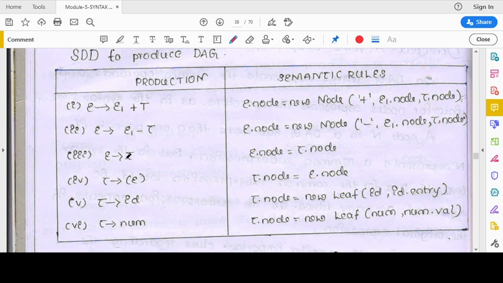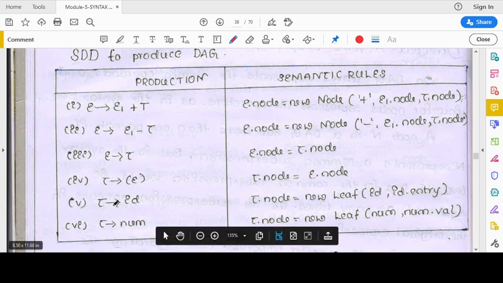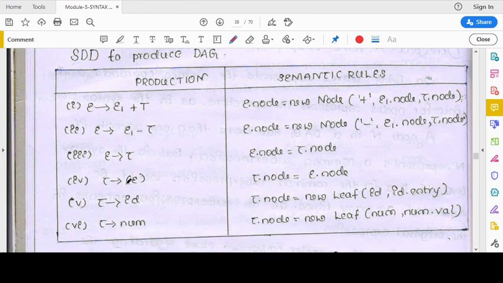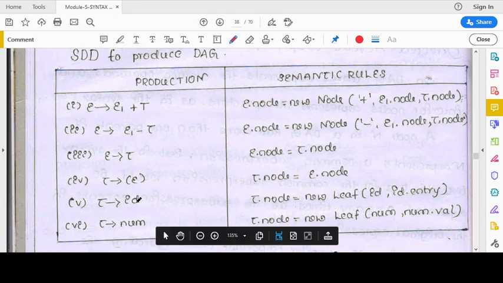The other case is E tends to T. Here E dot node is equal to T dot node. So T dot node is equal to E dot node. T dot node is, this is a new leaf again. This plus and minus were operators. So this is my identifier. So it's a leaf. So T dot node is equal to new leaf of ID, comma, ID entry. Similar to that, T dot node is equal to new leaf, which is num, and the value for this is num value.